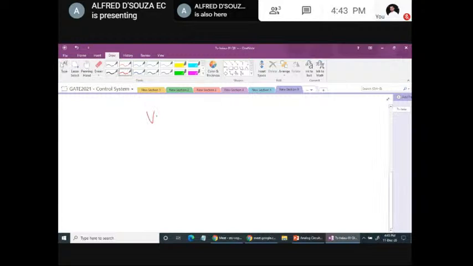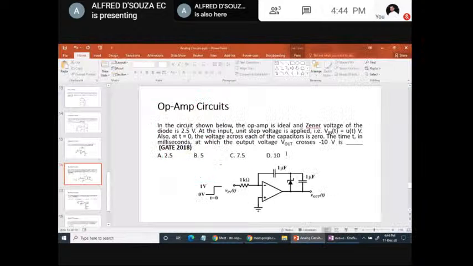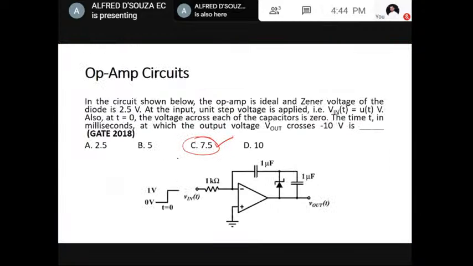So VC1 of T is equal to 1 by C integral 0 to T of I dt. For capacitor C1 to charge to 7.5 volt, how much is the time required? Integrate 0 to T dt, this is 1000 into T. So T becomes 7.5 milliseconds. So the solution for this problem is it requires 7.5 milliseconds to charge.